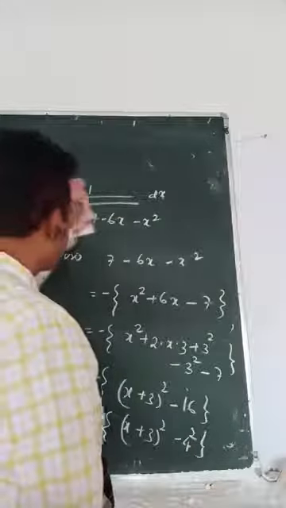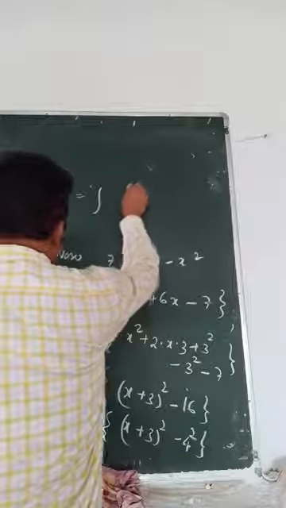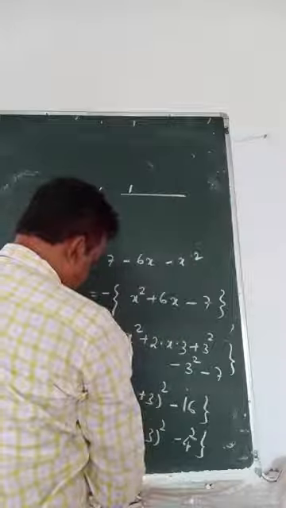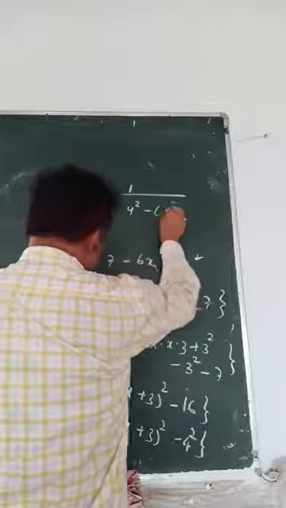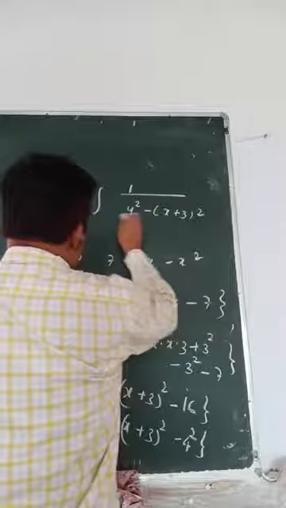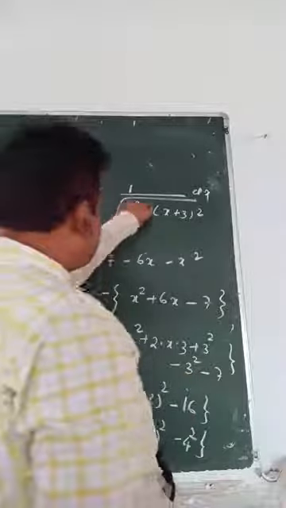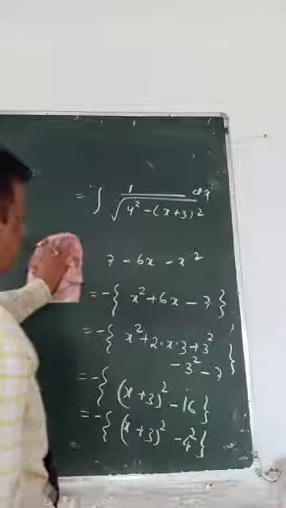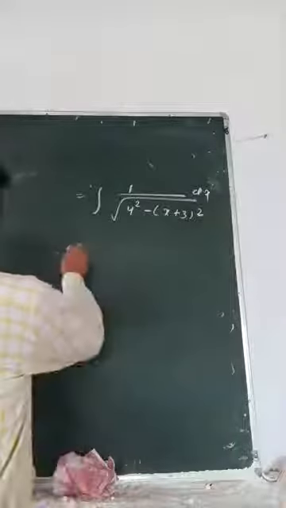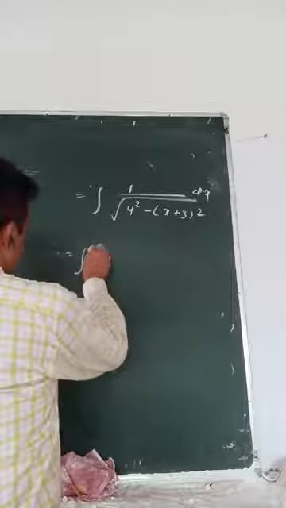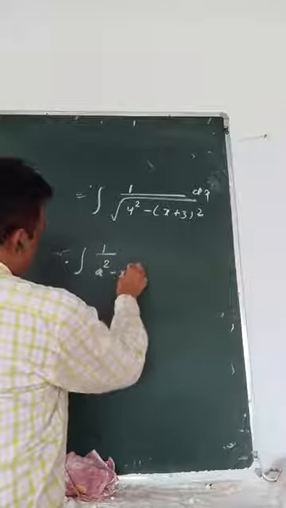So this will be minus, this will be plus 4 square minus x plus 3 whole square. Then it was under square root. This part I put here under square root. Now compare with formula. So that is 1 by a square minus x square under square root.